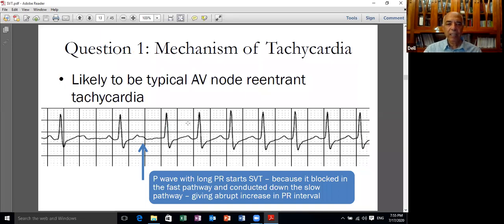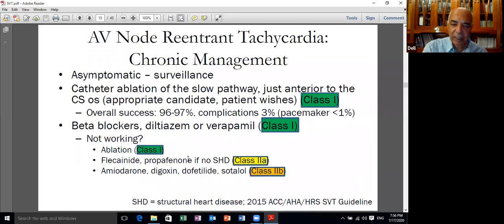So back to the original tracing, this is a sinus wave conducting through the fast pathway. This is a premature atrial wave conducting through the slow pathway, and then after getting into the ventricle, it activates the ventricle and back to the atrium. This is not an S wave. This is the embedded P wave with retrograde activation of the atrium. So this is an AV nodal reentry tachycardia, the so-called fast-slow conduction, or the typical AV nodal reentry tachycardia.